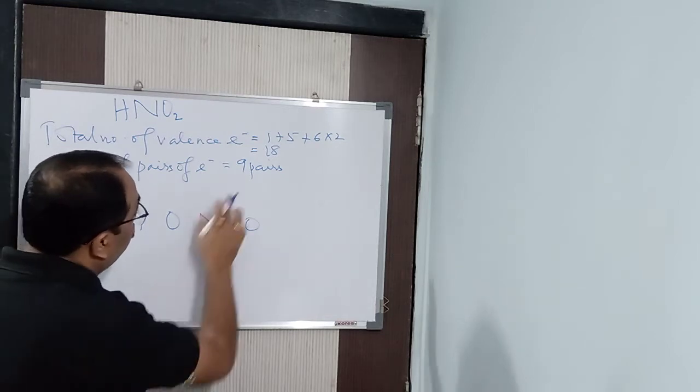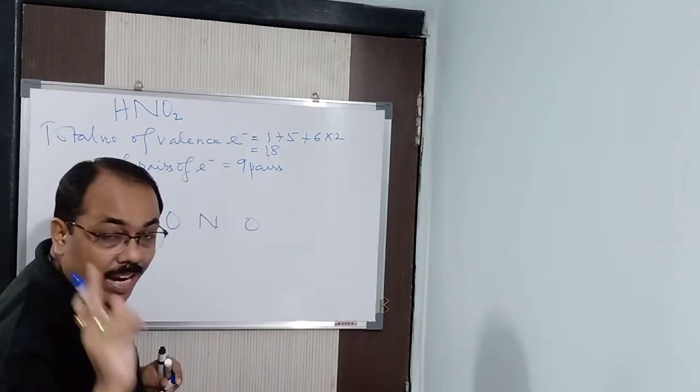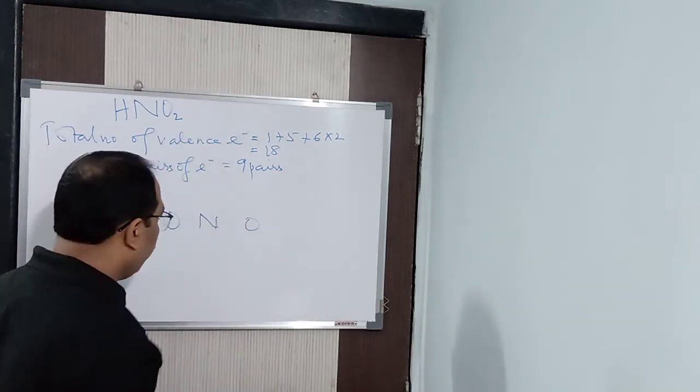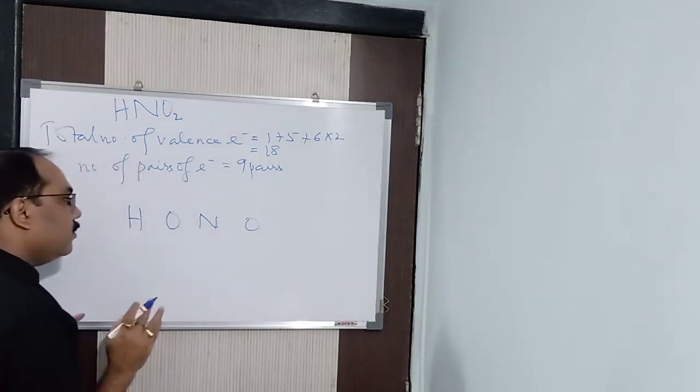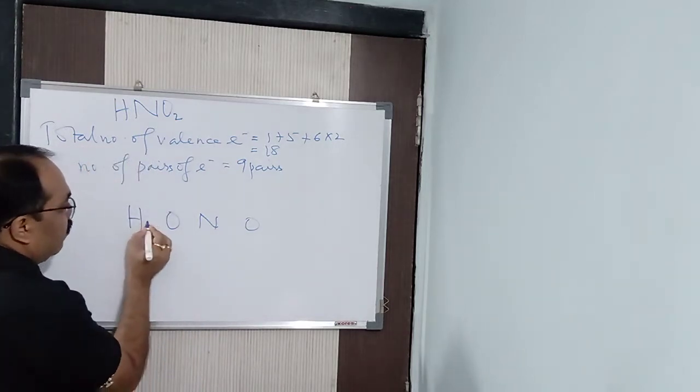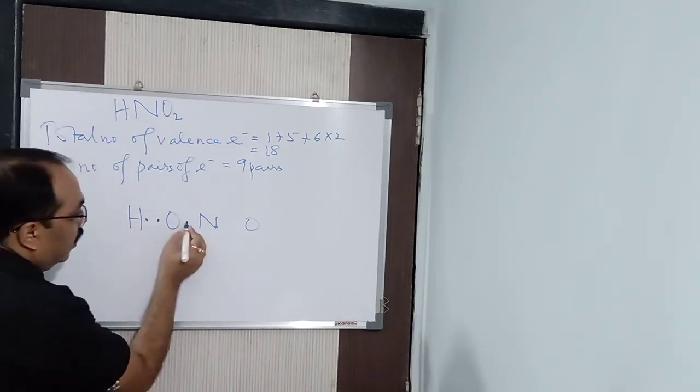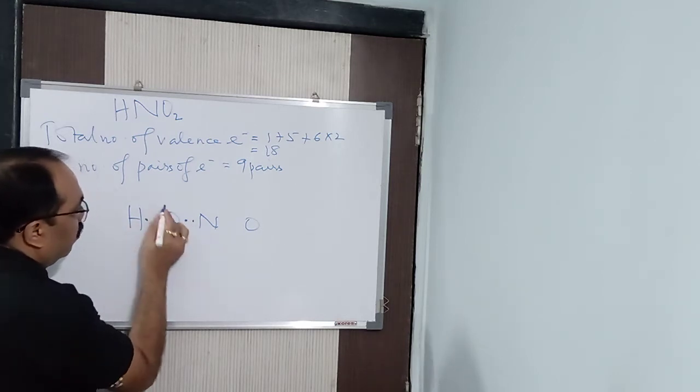Now I need to arrange the 9 pairs without violating the octet rule. Fine, without violating. Now from where will I start? Let me start from here. Hydrogen. Hydrogen needs 2 electrons. Done. Here it needs another 2 electrons. And oxygen needs how many?